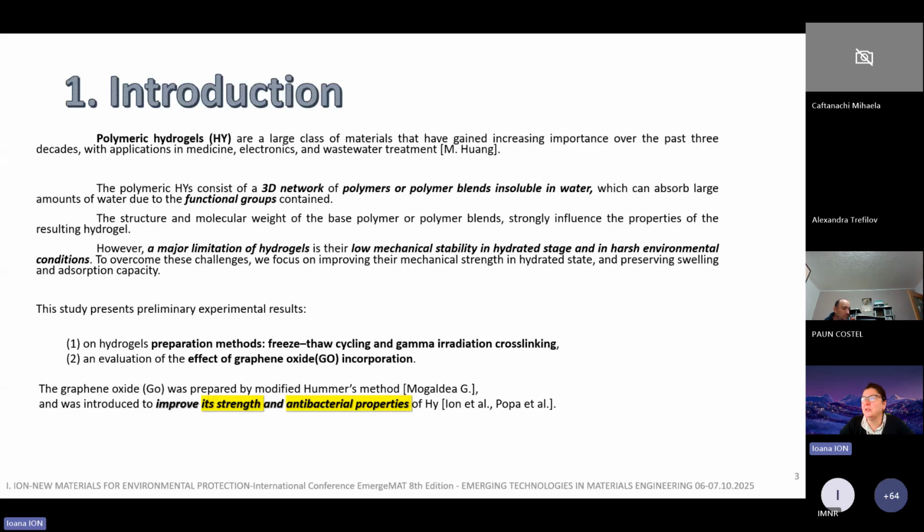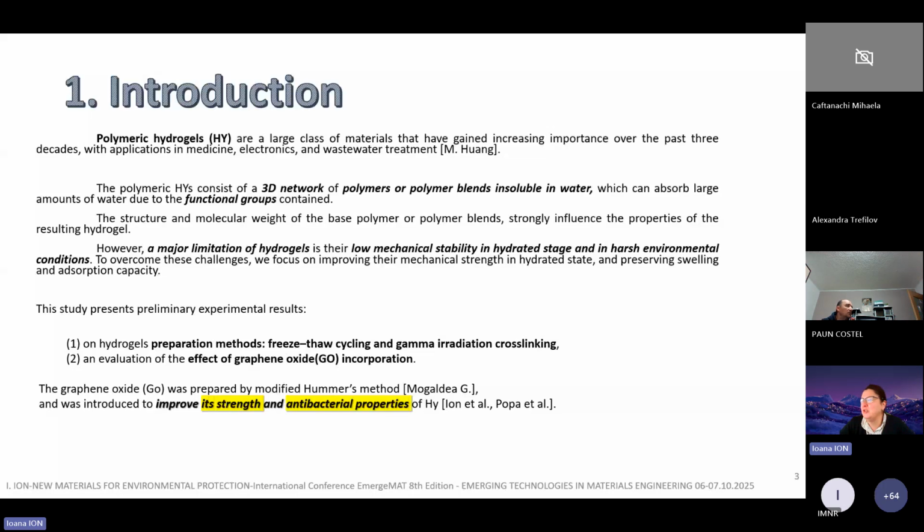The polymeric hydrogel in general consists of three-dimensional networks of polymer which are insoluble in water, and because of the functional groups which are contained on its chain, have the possibility to absorb a large amount of water. But the major limitation of the polymeric hydrogel is their low mechanical stability in hydrated state and harsh environmental conditions. Harsh environmental conditions means very acid or very basic pH.